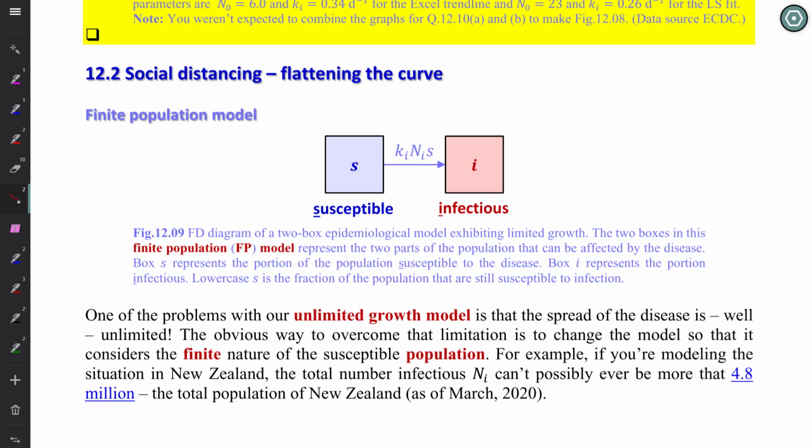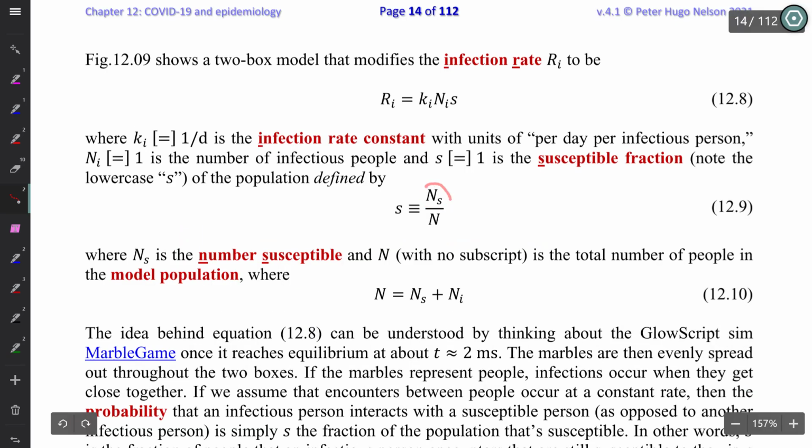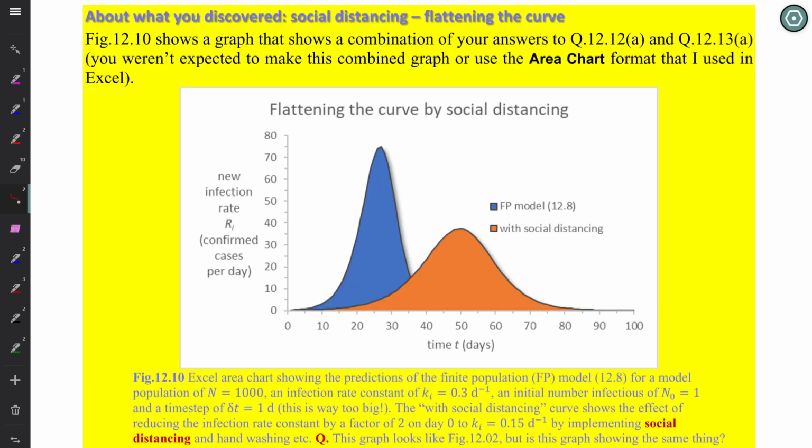Section 2 of the chapter introduces the finite population model. It has the same two boxes. The only difference is that the infection rate includes this term lowercase s, which indicates the fraction of the population that's susceptible to being infected. It's the number susceptible divided by the population size. Changing to the finite population model allows us to talk about how the curve can be flattened by social distancing.